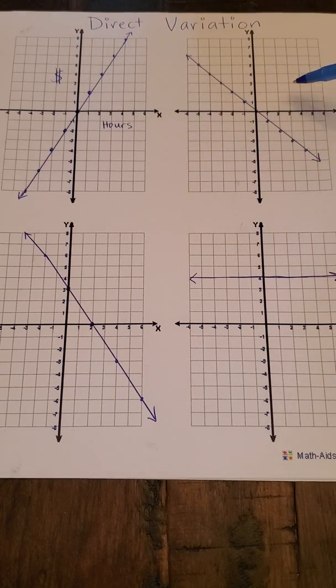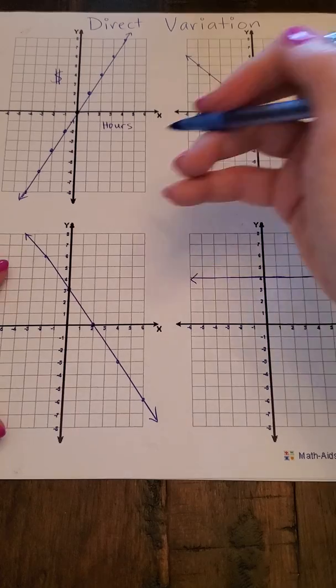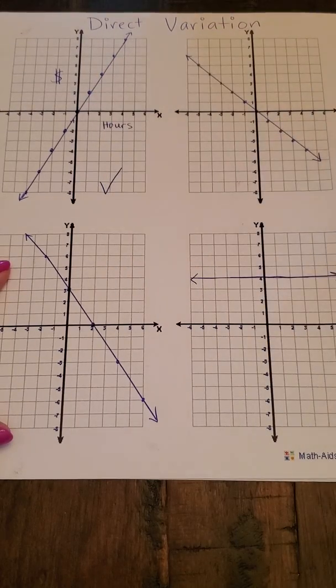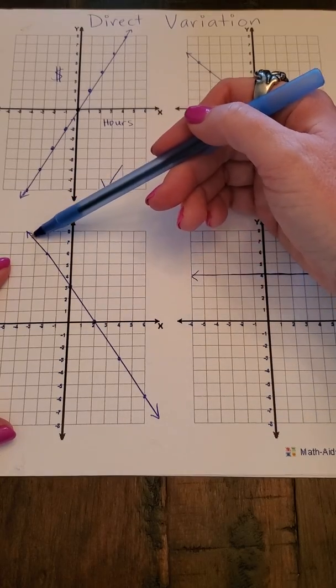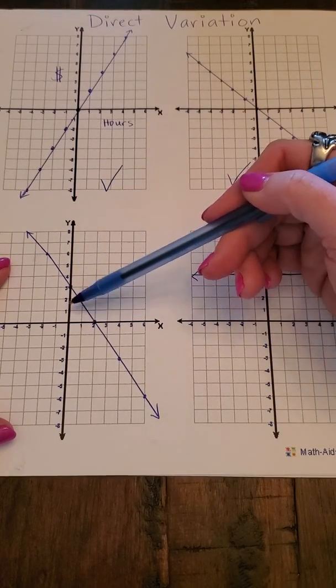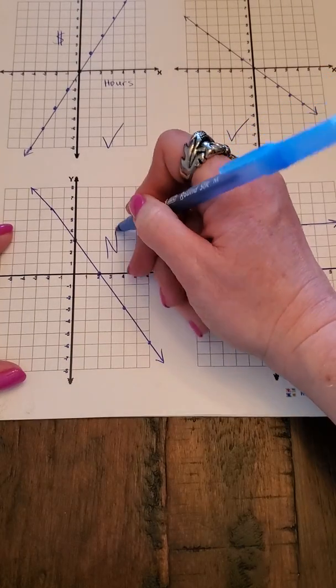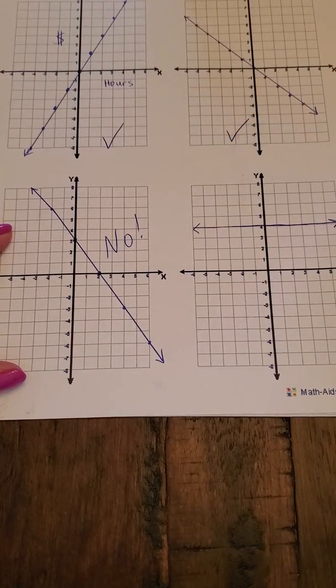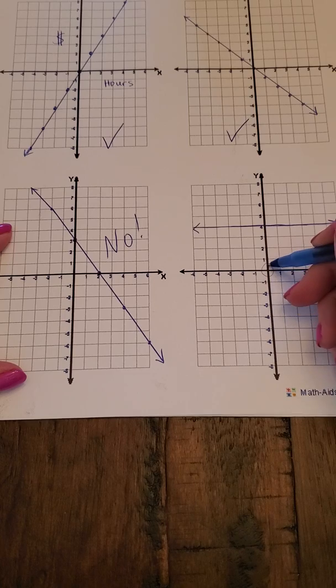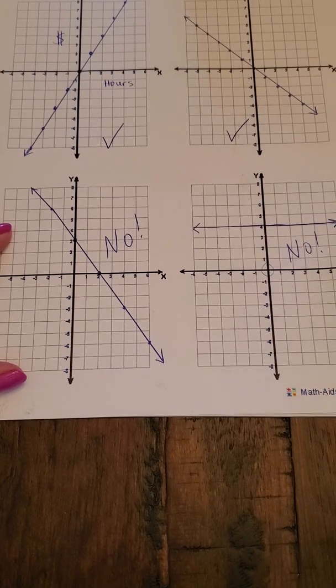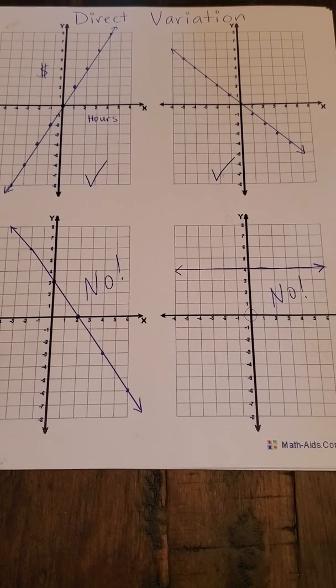Let's look at the second graph. Does the line go right through the origin? Yes, it does. So that would be a direct variation. So this, check, is a direct variation. This one, yep, is. Let's look at this one. Does the line go right through the origin? No, it does not. So that is not a direct variation. And does this one go right through the origin? Nope, it does not go through the origin. So that is not a direct variation. Okay, so that's how you can tell if it's a direct variation by looking at the graph.